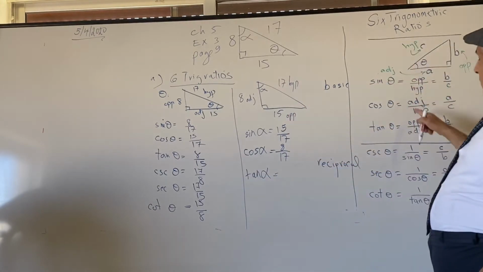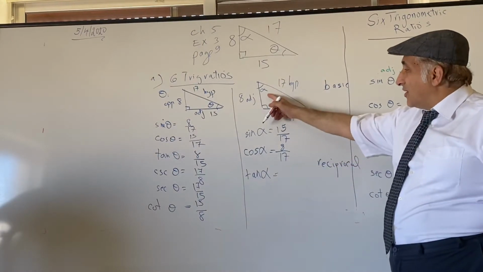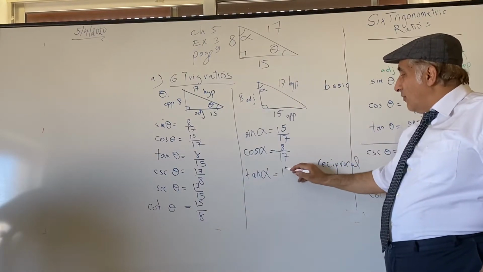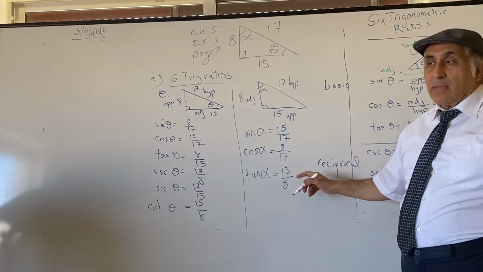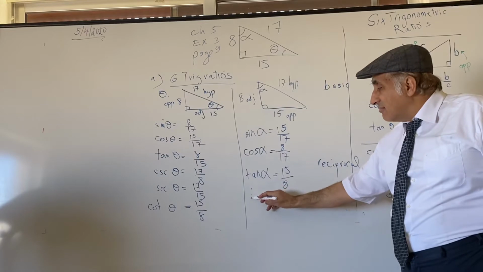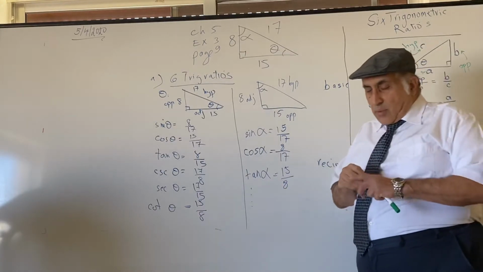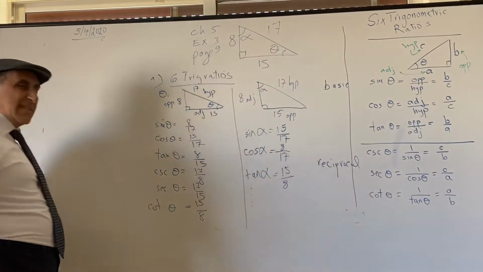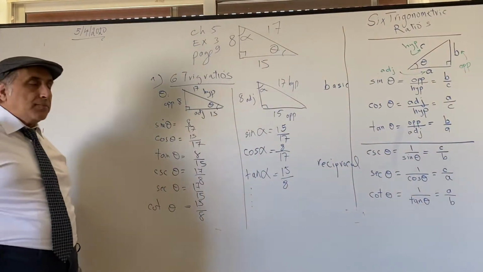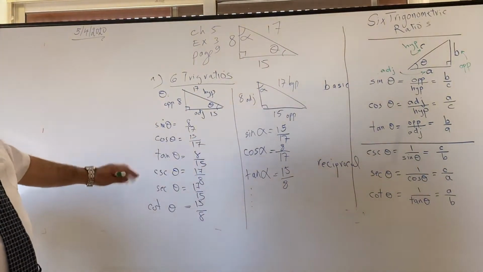It's the opposite over the adjacent. The opposite to this is that. So 15 over 8. Please don't put this in decimals. And you can find the rest easily, just reverse each one of those. This was simply example number 3. Why don't we take another example while you look at it carefully?